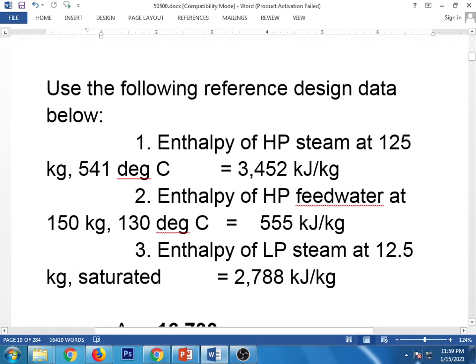Number 1. Enthalpy of HP steam at 125 kg, 541 degrees Celsius is equal to 3,452 kJ per kg. Number 2. Enthalpy of HP feed water at 150 kg, 130 degrees Celsius is equal to 555 kJ per kg. Number 3.